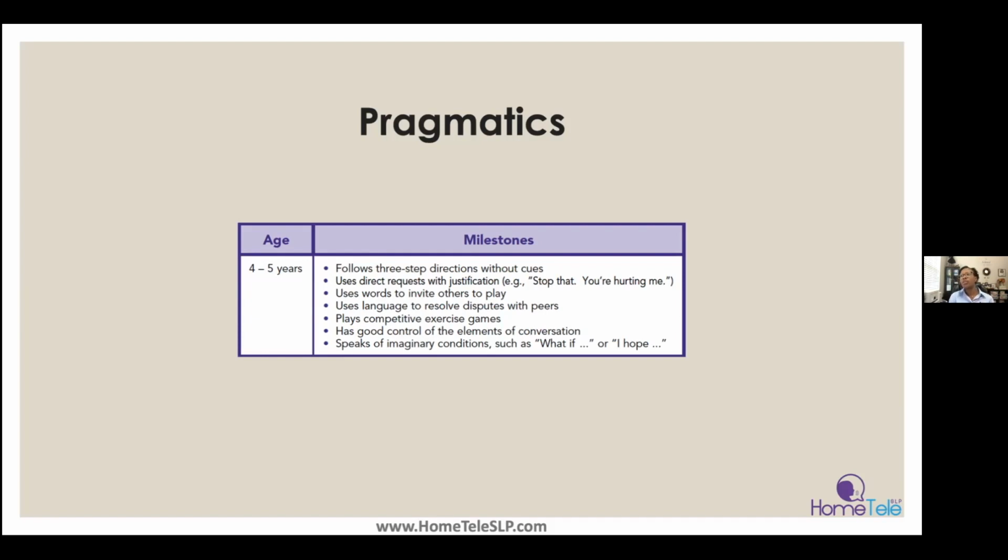So they're starting to follow 3-step directions without cues. And cues are like pointing or kind of giving hints of what it is that you're asking them to do. They're using direct requests with justification. So, "Stop that, you're hurting me." Using words to invite others to play, playing different games, having good control of the elements of conversation, like starting to turn take. I talk, you say something. "Oh, I can relate to that," and I relate. I love this last one. Speaks of imaginary conditions, such as "what if" and "I hope."